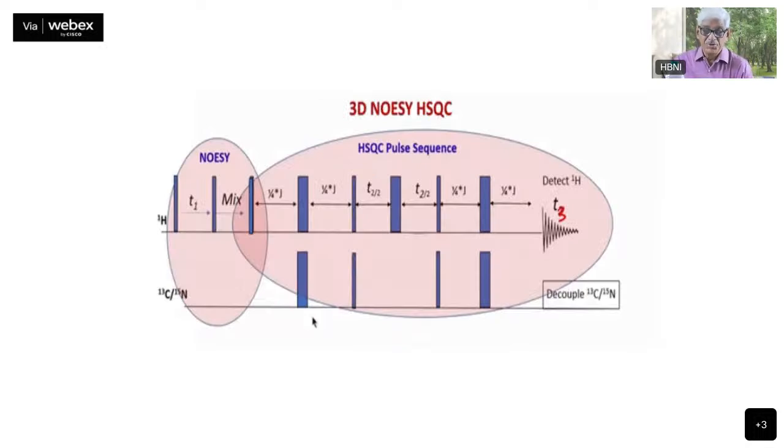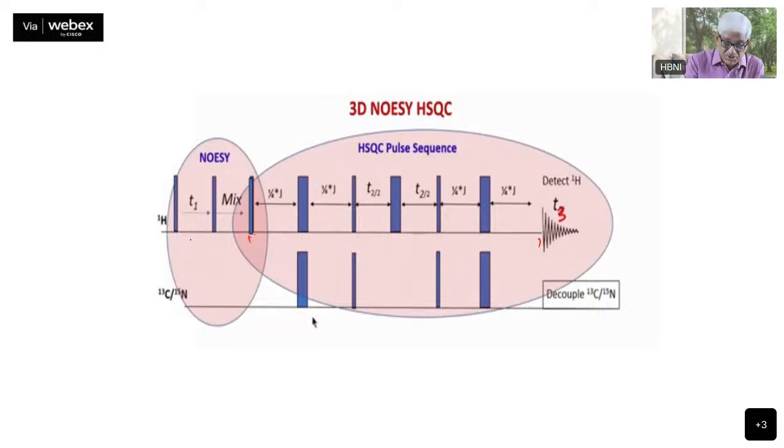And similarly, you have the 3D NOESY HSQC. So NOESY HSQC. Now, what is NOESY HSQC? From here to here, until here, it is a NOESY part. The mixing has happened, and this is to observe it. Therefore, from here onwards, it is the HSQC.